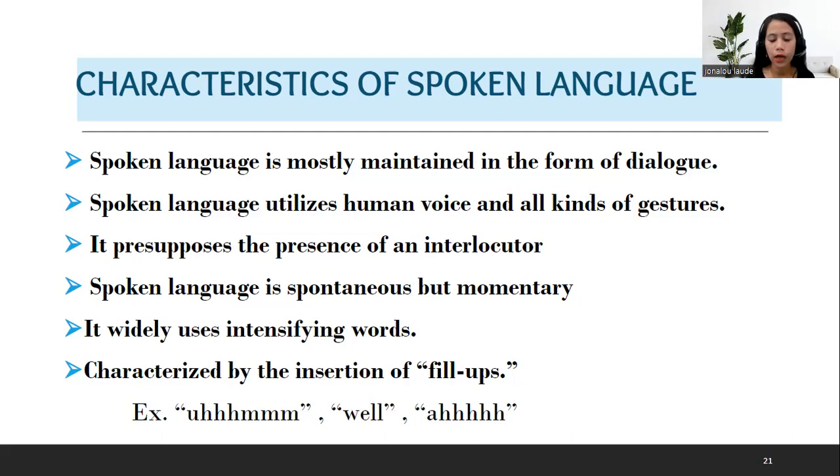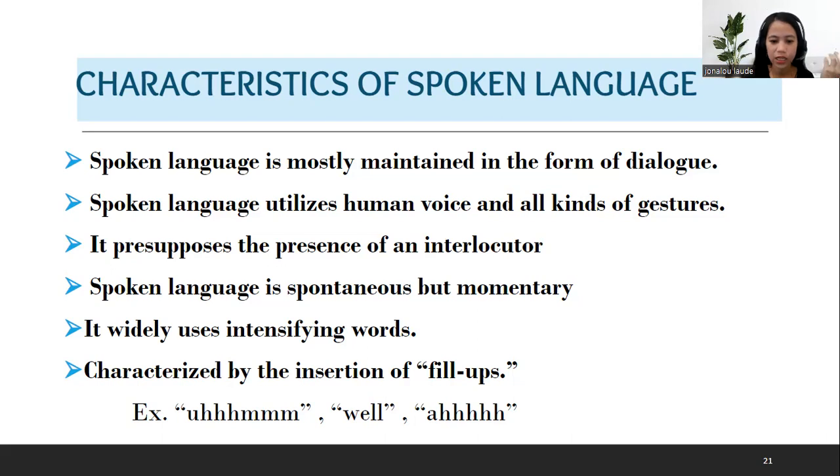Then spoken language is also momentary. When we talk about momentary, it vanishes quickly. After you speak, all of the words that came out of your mouth vanish. It's gone. Sometimes you forget what the conversation was about, and you ask a friend, what were we talking about, I forgot. What we said earlier, we have forgotten. So that's what we mean by momentary.